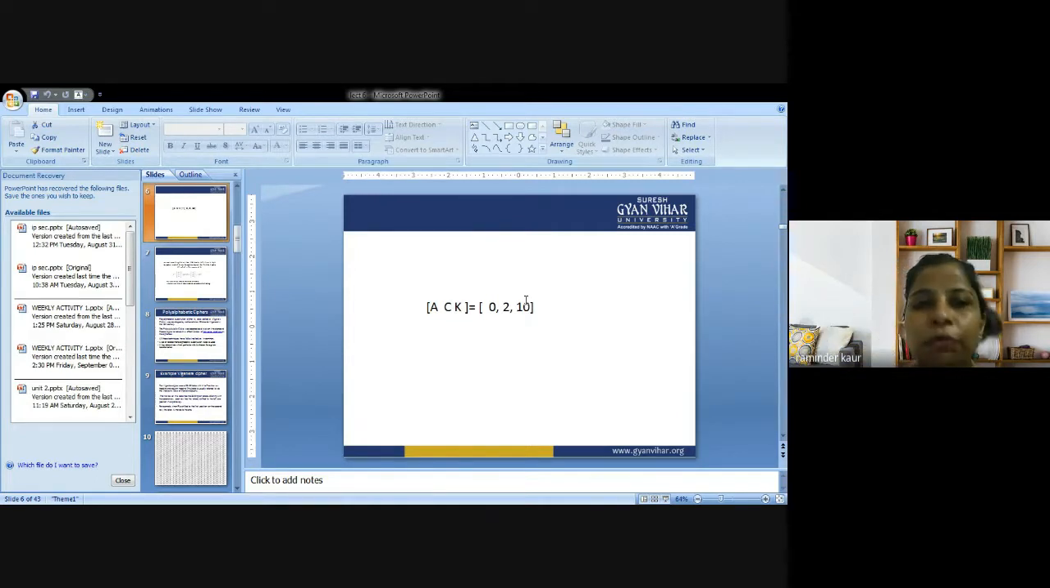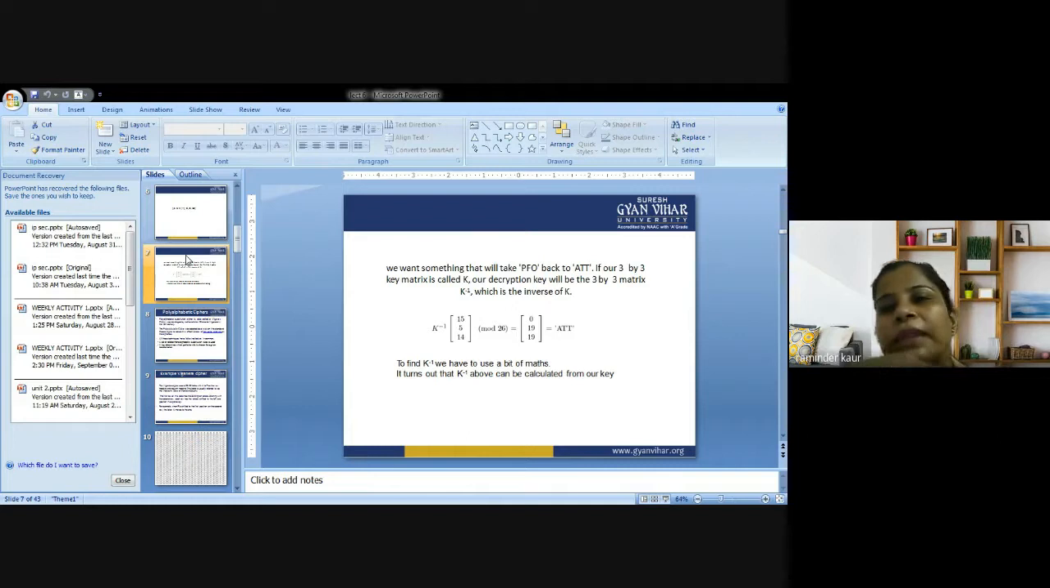Now, I am going to apply the same thing on the formula. Now we want something that will take PFO back to ATT. Now, if we are using a 3 by 3 matrix, or I can say key matrix, then it is called K, and our decryption key will be a 3 by 3 matrix, that is K inverse.